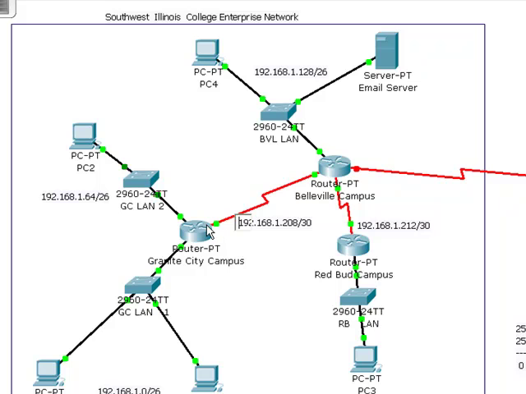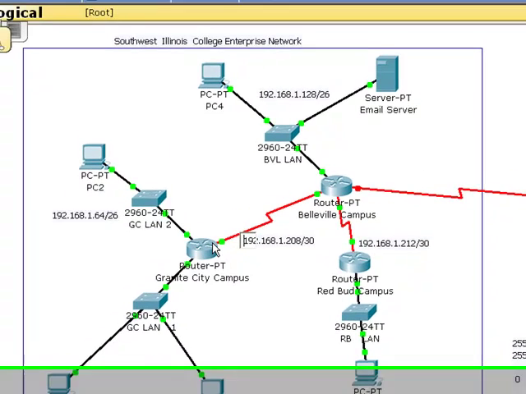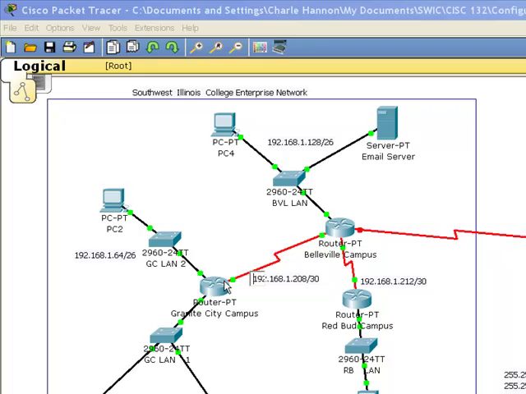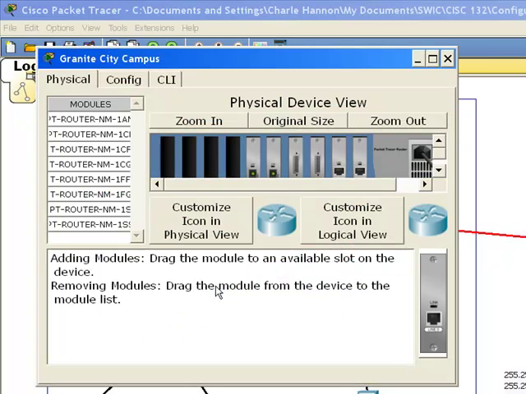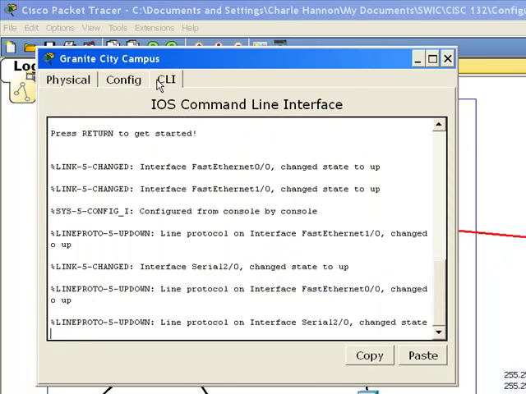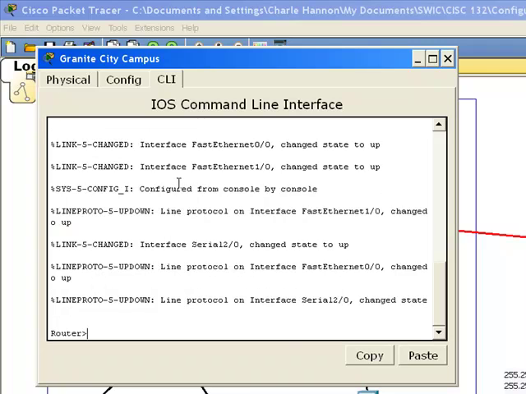So that's how EIGRP works. It's a distance vector protocol. Unlike RIP, though, EIGRP is much more robust. There's a lot more functionality. With EIGRP, we can route not only IP, but AppleTalk and DECnet. And remember, EIGRP is Cisco's proprietary protocol, so it is by far the best protocol you could ever hope for.